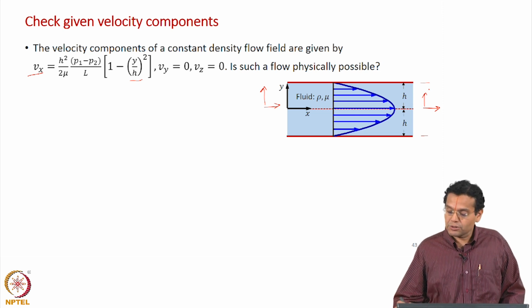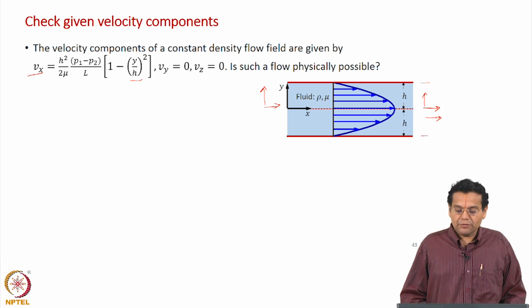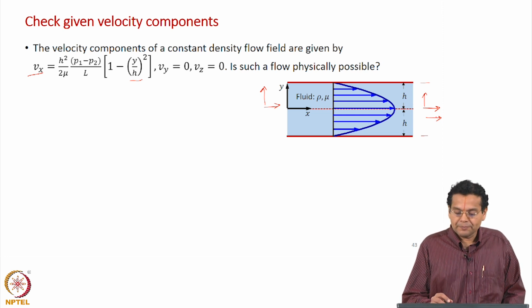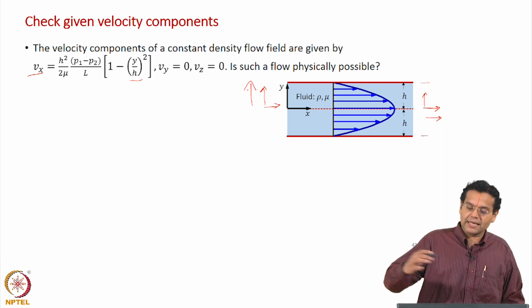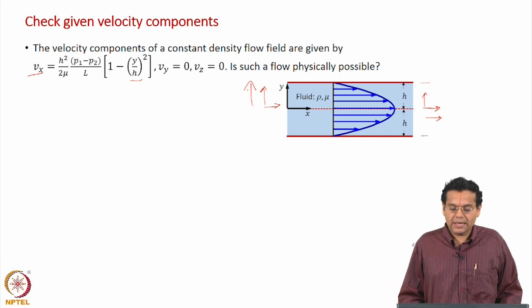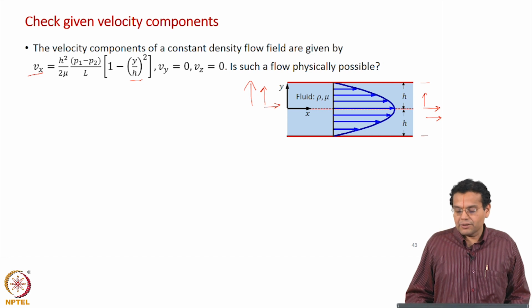And there is no variation along the direction of flow; Vx depends only on y. Of course, there is no velocity component in the vertical direction, there is no flow in the y direction, and there is no flow in the z direction as well. Now, the question is: is such a flow physically possible? As I told you, let us say we have found these expressions, and to check, we need to check whether it satisfies the continuity equation.